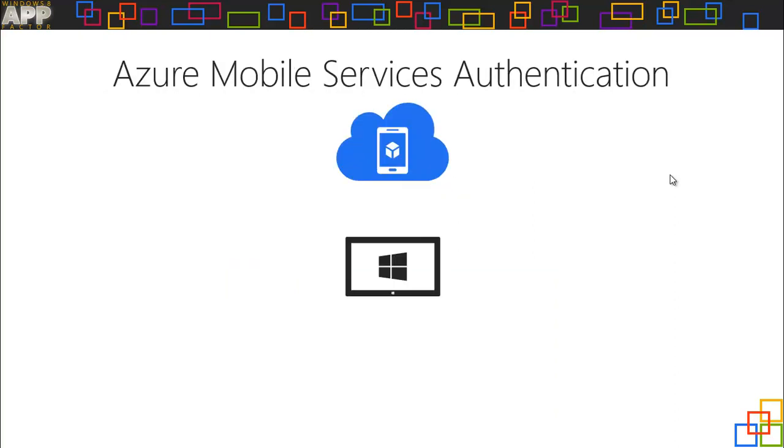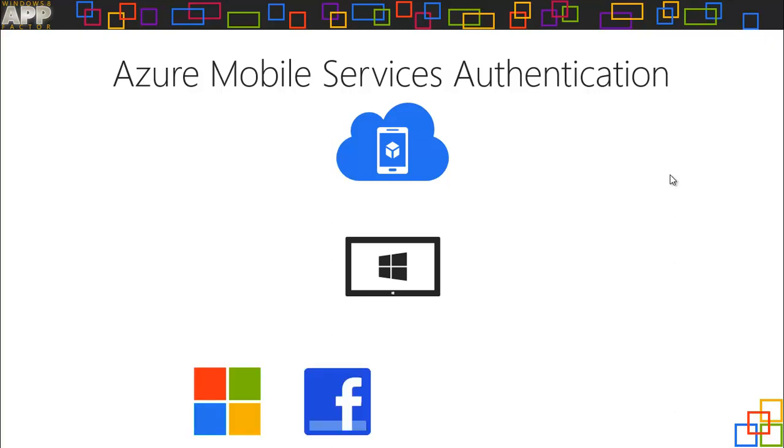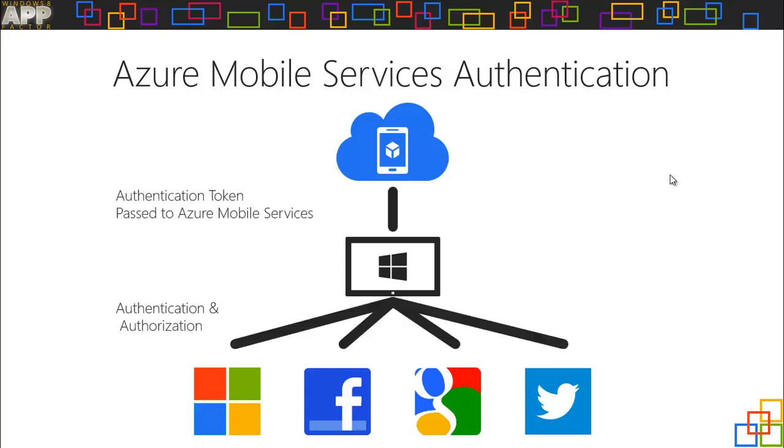Azure Mobile Services authentication is also something you can opt into. So, for example, as a user launches our application, we can first require that they authenticate using one of the providers like Microsoft, Facebook, Google, or Twitter. And when they do that successfully, we'll basically get this authentication token that we can forward off to Azure Mobile Services and then use for authorization to decide what tables they can insert, update, delete, or read from.